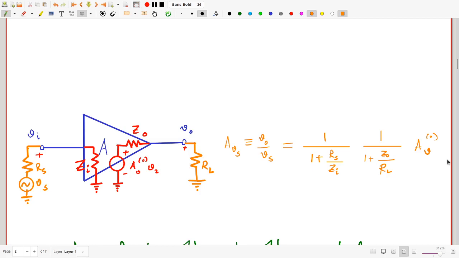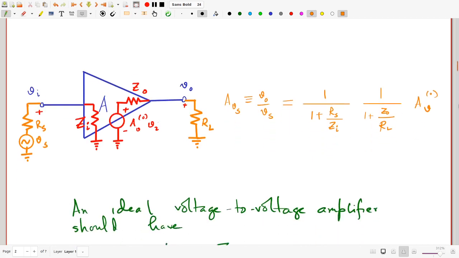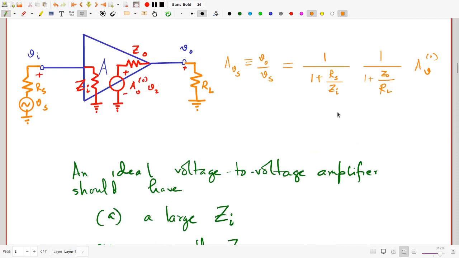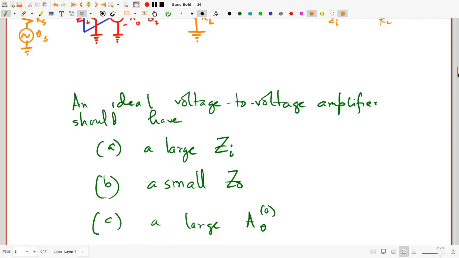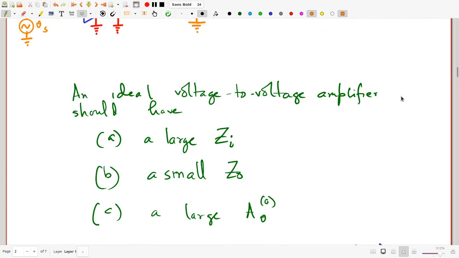And as we argued, what we want in a good voltage to voltage amplifier, which we are assuming this one is, is a very large Zi. Why? Because then whatever source resistance you connect, this factor will be almost 1, so the value of the source resistance will have little effect on the final working of the amplifier. Similarly, you would want ZO to be tiny so that even if RL fluctuates, the AVS will not fluctuate, so a small ZO, and you would also want a large AVO.